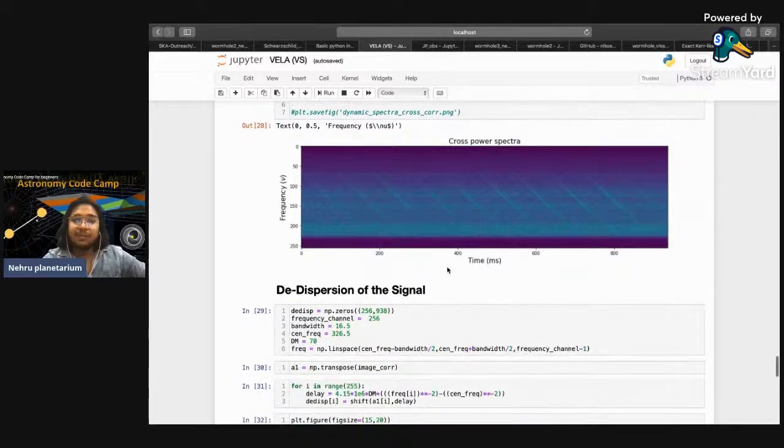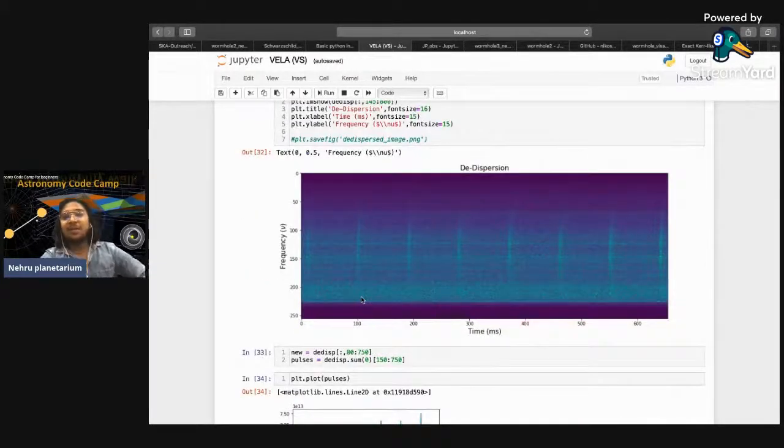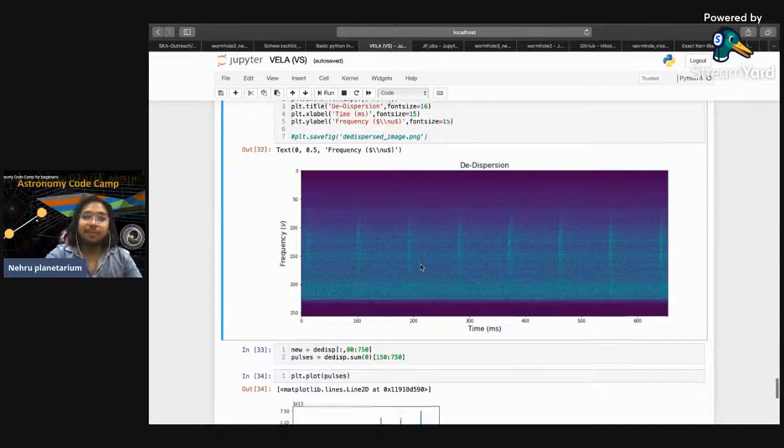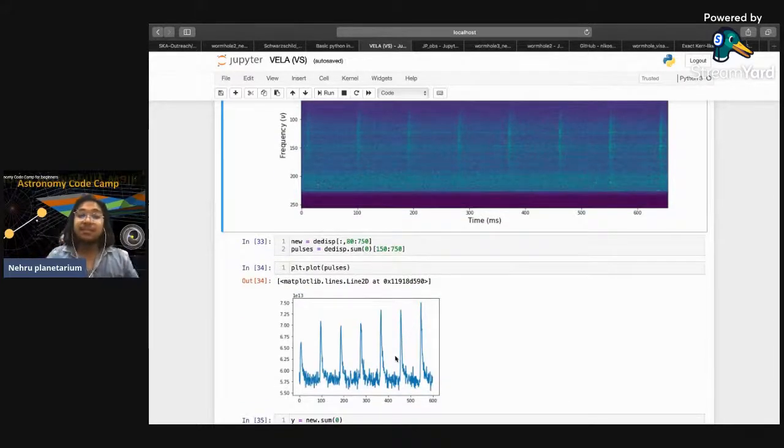This is the cross correlation. This is how it actually looks. This is what it should look like, right? When we try to de-disperse it, this is actually the data set of a pulsar. And when we find the time interval between those consecutive pulses which we see here, this is the time period of a pulsar. So using this particular data set, we can determine how fast a radio pulsar is rotating. This is how we can determine its periodicity, right?